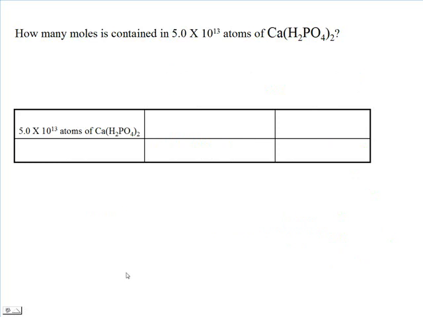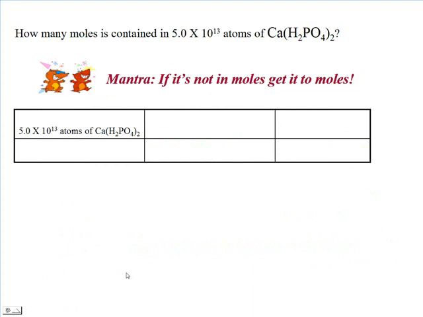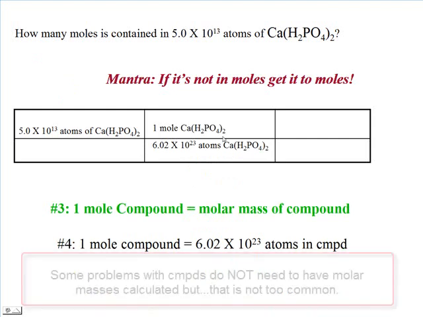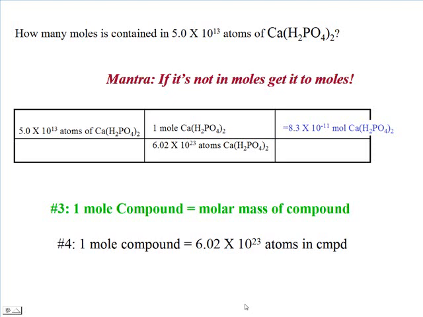They want to know how many moles are contained in this many atoms of calcium dihydrogen phosphate. Again, if it's not in moles, get it to moles. These are the two rules that you're using. I notice that I can take rule number 4 and say this many atoms is equal to 1 mole of the compound, and I automatically get my answer. So I don't always have to calculate the molar mass of the compound.